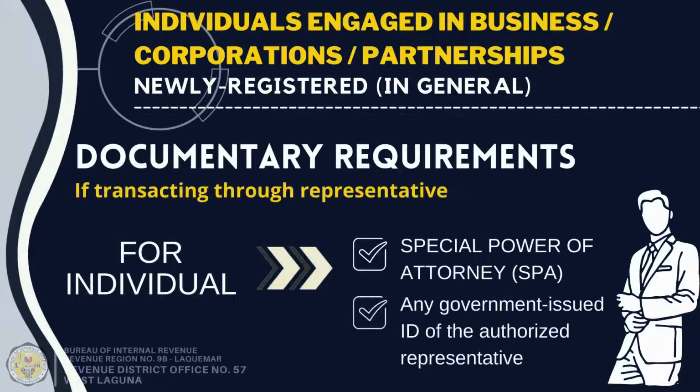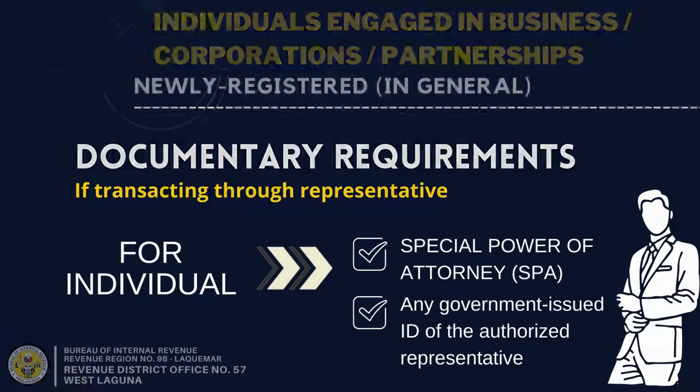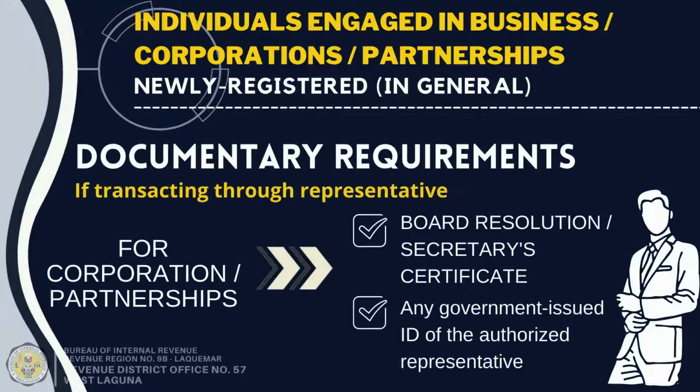Next, if transacting through a representative, an individual engaged in business should execute a special power of attorney or SPA, and include any government-issued ID of the representative, in the documentary requirements and the application of manual books of accounts. While for corporations and partnerships, transacting through a representative, a board resolution or a secretary's certificate must be part of the requirements. A government-issued ID of the authorized representative should be attached as well.